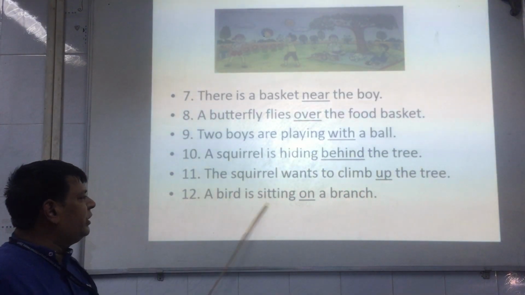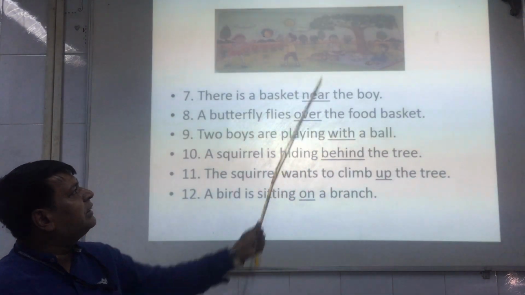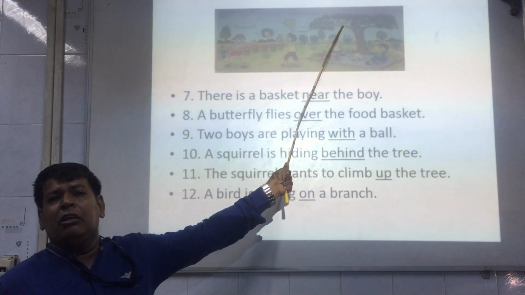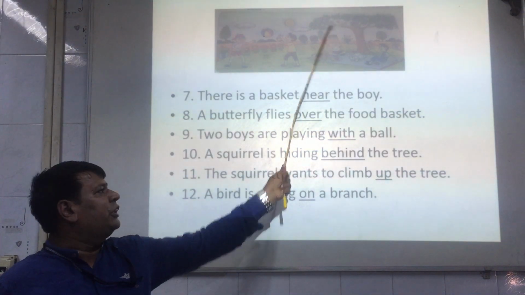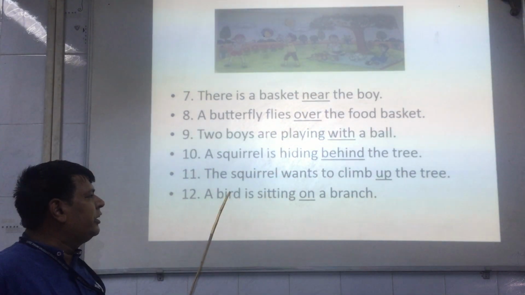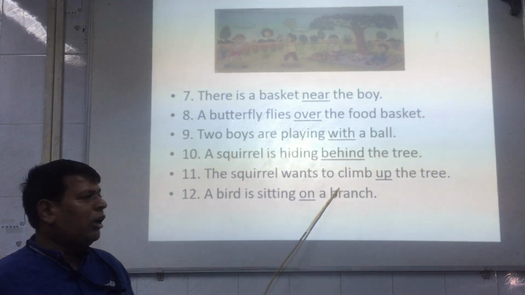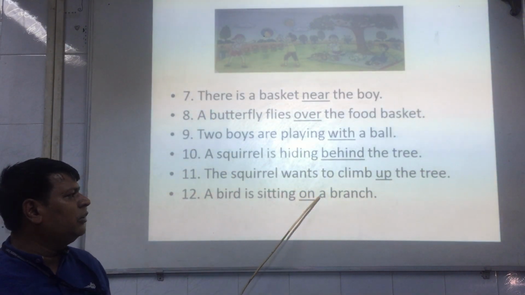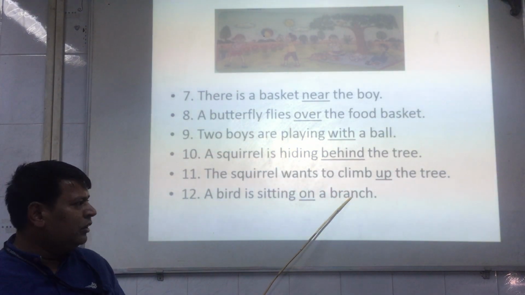See the 12th one. A bird is sitting dash a branch. Now you can see here bird is sitting here dash a branch. What will come in the dash? On. Now on is a preposition which shows the relationship between the bird and the branch. Now as a preposition is always followed by a noun, so on is followed by a branch.